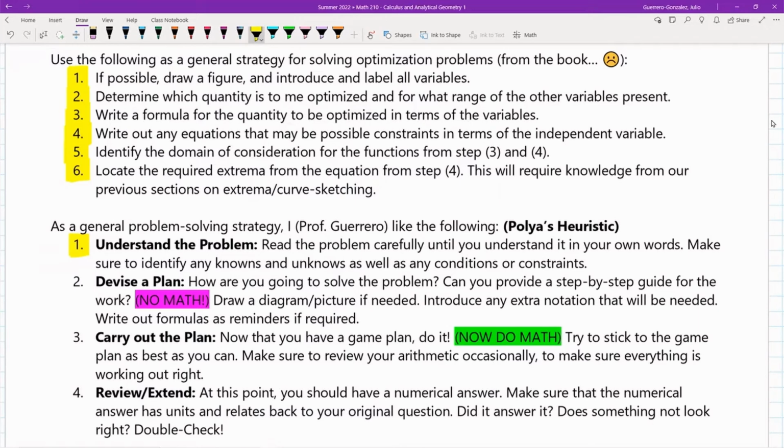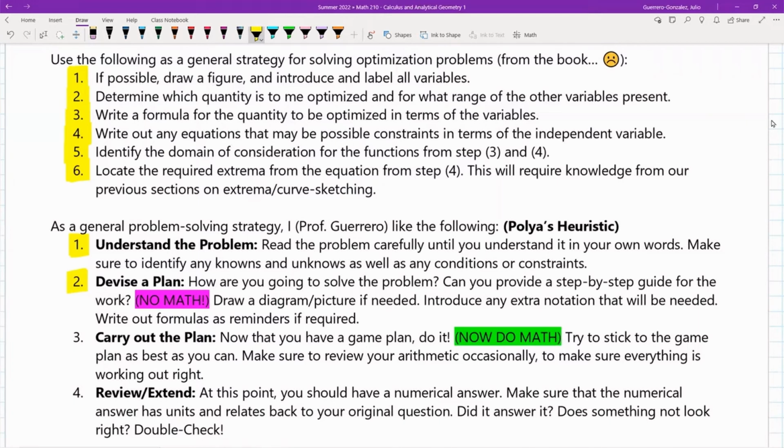That's step one. Step two is devising a plan, okay? Notice how I have highlighted there, no math. We're not doing math yet, not the bona fide algebra or arithmetic at all for the problem yet. This is just devising a plan. So how are you going to go about solving this problem? Can you provide some sort of step-by-step? We're not plugging in yet, no arithmetic, no algebra, no plug and chug. Just, can you provide me a step-by-step to get to an answer?